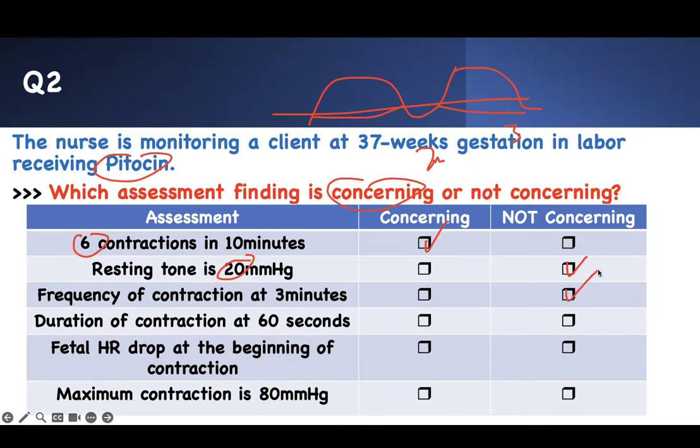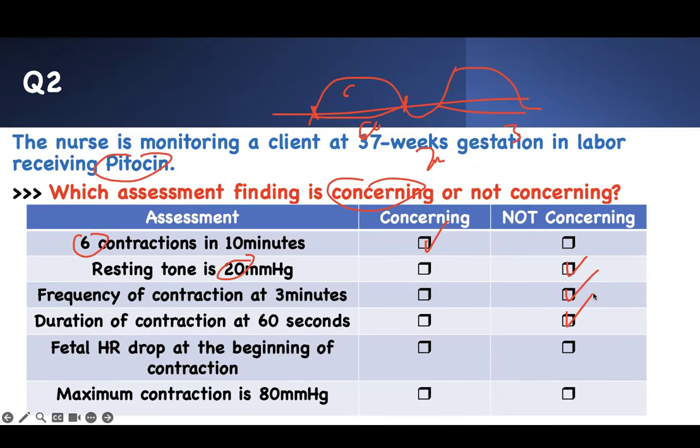The duration of the contraction is at 60 seconds. That means from here to here is 60 seconds. The key fact number you should write is you should not be more than 90 seconds. This is 60, so we are good, right?